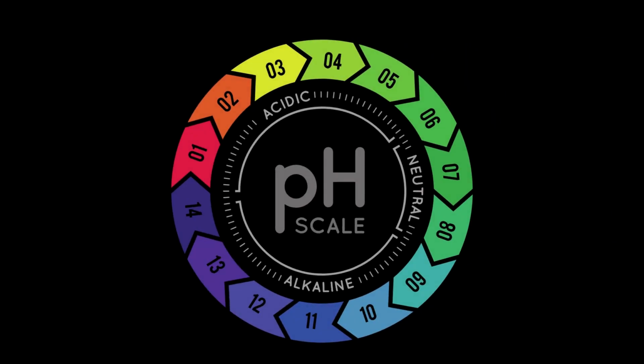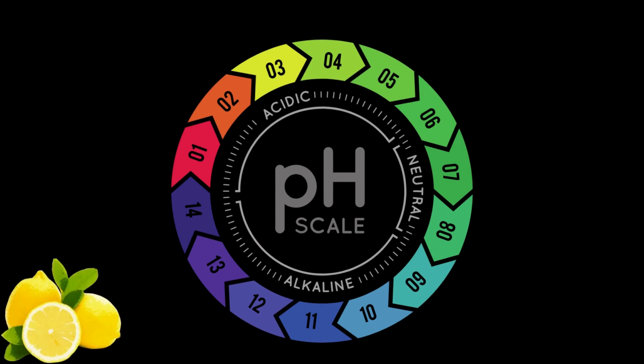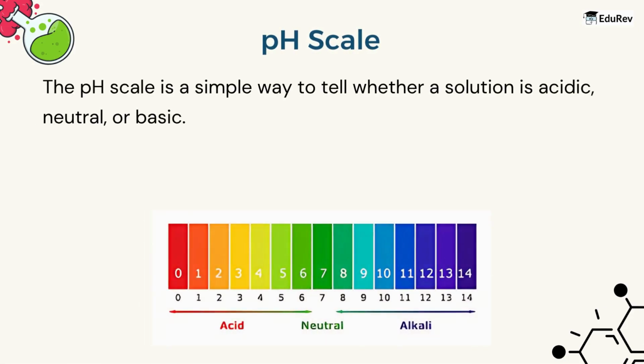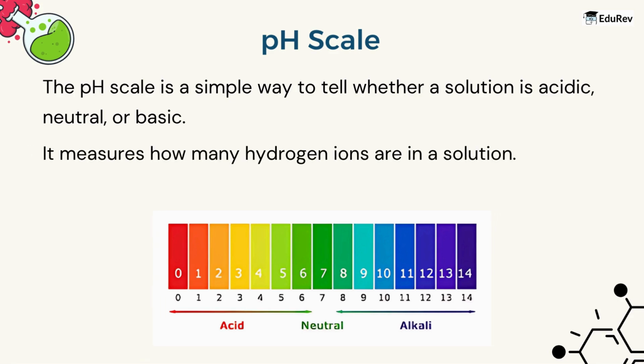Hello students. Today we are going to dive into something that helps us understand whether a substance is sour like lemon or bitter like soap. The pH scale is a simple way to tell whether a solution is acidic, neutral or basic. It measures how many hydrogen ions are in a solution.